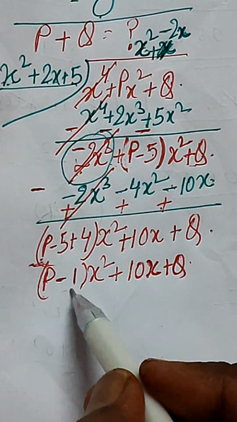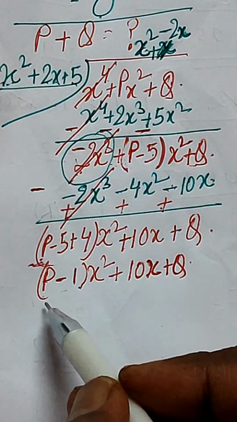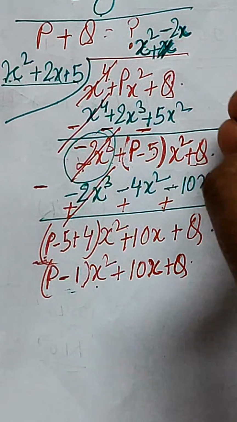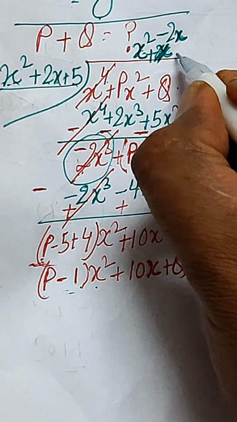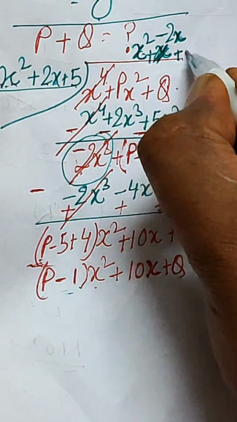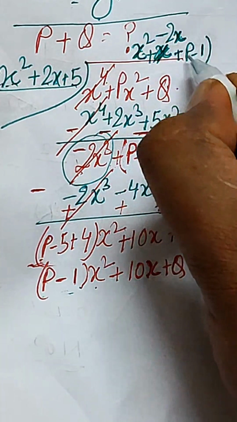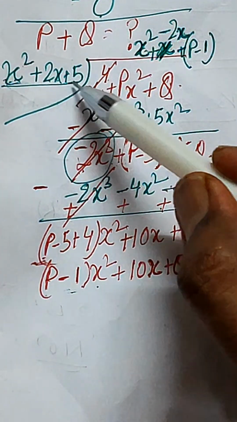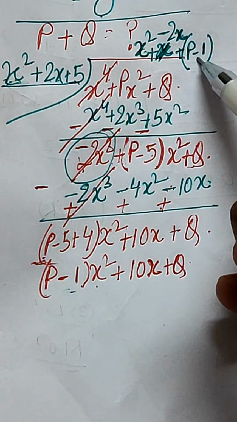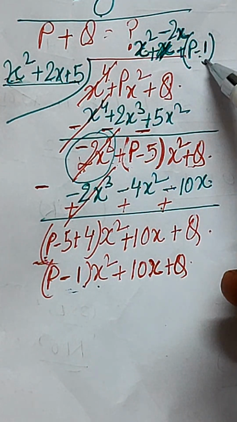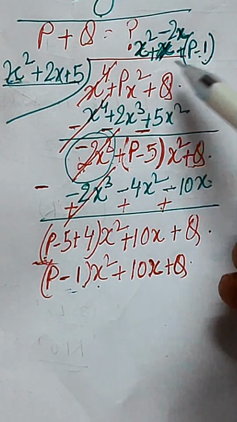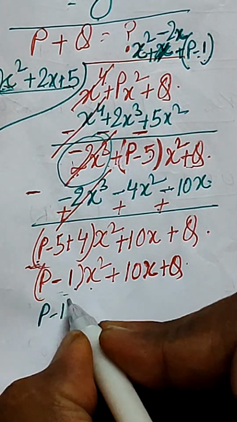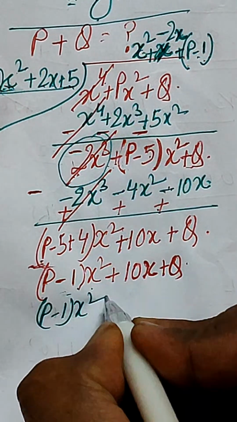So p minus 1 times x square will give you p minus 1 x square, the first term. So the third term we are taking as p minus 1. That is, when this is the divisor, then the quotient is p minus 1, which is added into the quotient. Then p minus 1 times x square will be p minus 1 into x square.